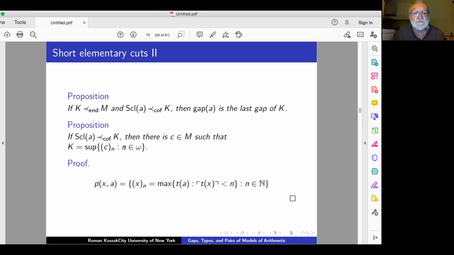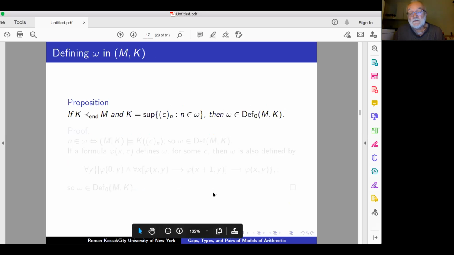And this is a quick proof that there is indeed a C like that. You just write this recursive type of X with the parameter A. K is a short model, and the Skolem closure of A is cofinal in K. And just say the nth term of the sequence coded by X is the maximum of the values of T of A, when you add some condition that makes the sequence grow. So you just restrict the terms to those that have Gödel numbers less than n. And so you code the sequence, and the supremum of the sequence is K. That's useful.